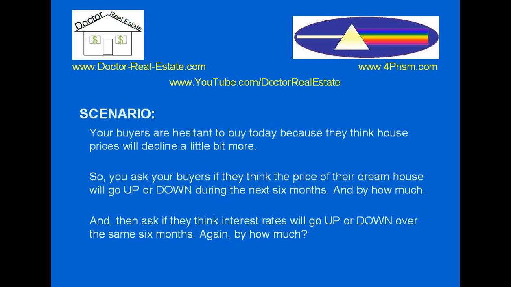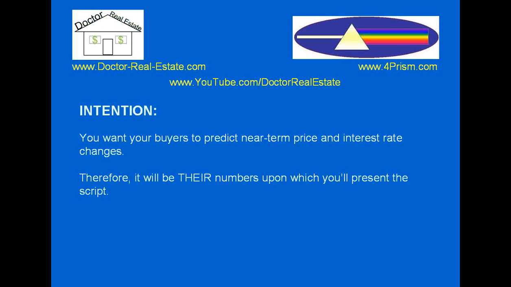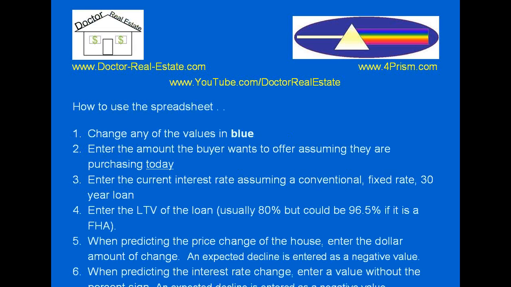The point is, you want to get the buyers to predict near-term price changes and interest rate fluctuations, so you can use their numbers, so they don't feel like you're doing some sort of magic trick and pulling a card from your sleeve. So it's going to be their numbers that you're going to present the following script. To use the spreadsheet, I'm just going to quickly reference this. You're going to change any of the values that are in blue.